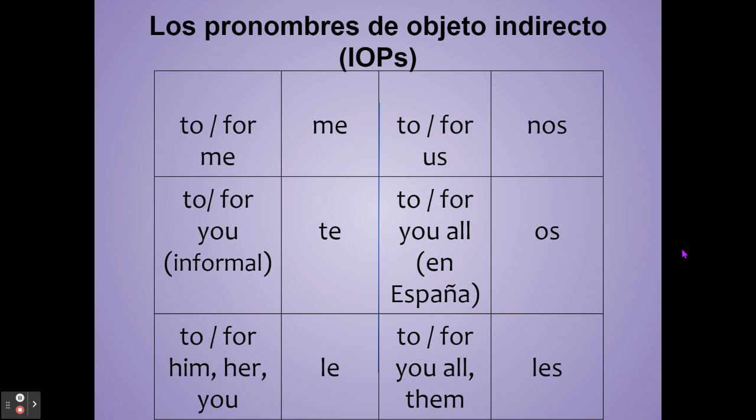Así tenemos to or for me, me, to or for you, informal, te, to or for him, her, or you, le. Notice that there is not an item here. There's no it, because indirect object pronouns, once again, and you'll hear me repeat this a couple more times, can only be a person or an animal. To or for us, nos. To or for you all, only in Spain, is os. And to or for them or you all is les.